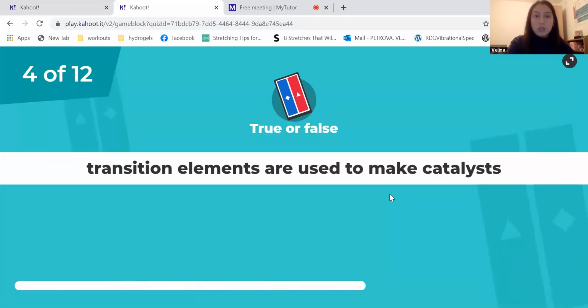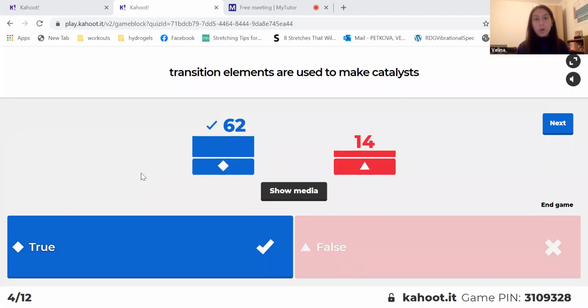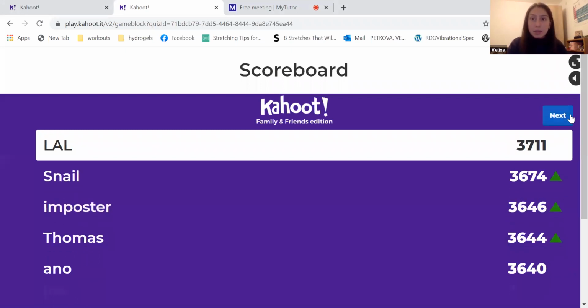Okay, so true or false? Transition elements are used to make catalysts. Yeah, brilliant. So it's true. Which processes was it? One was the Haber process to make ammonia, and the other one used nickel to make margarine. Well done to everyone who put true. Well done to Lal for coming first.